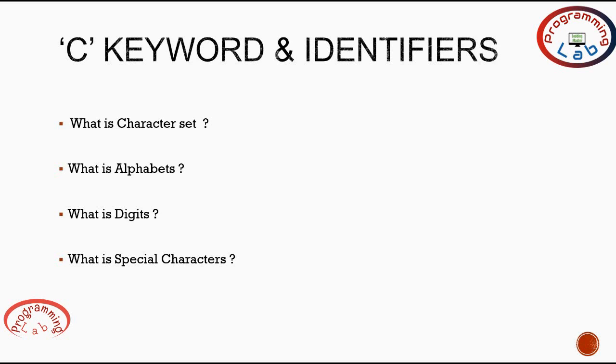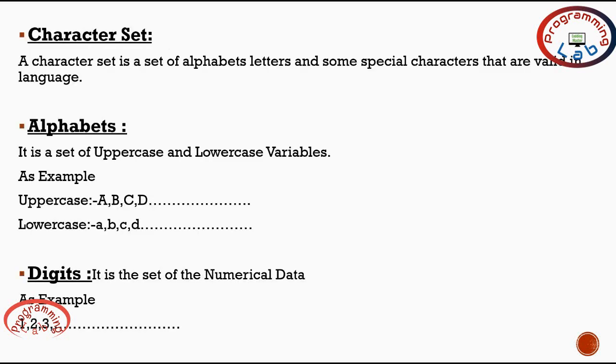What is a character set? What are alphabets? What are digits? What are special characters? Let's start the tutorial with character set. A character set is a set of alphabets, letters and some special characters that are valid in a language. Alphabets: it is a set of uppercase and lowercase letters. As an example, uppercase ABCD, lowercase abcd.